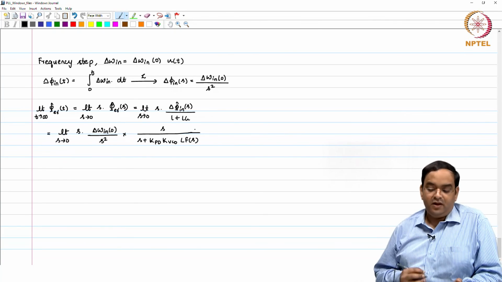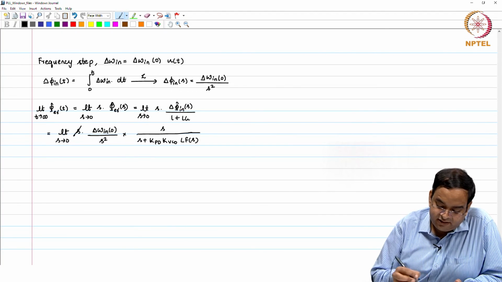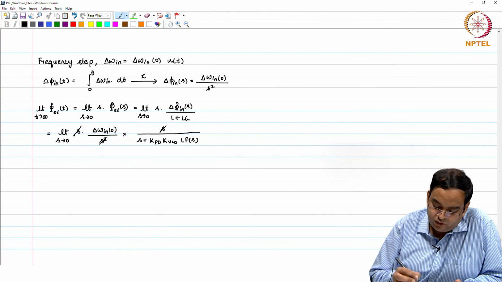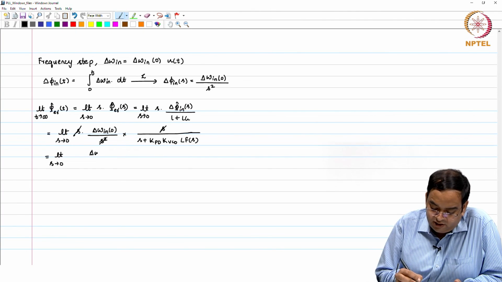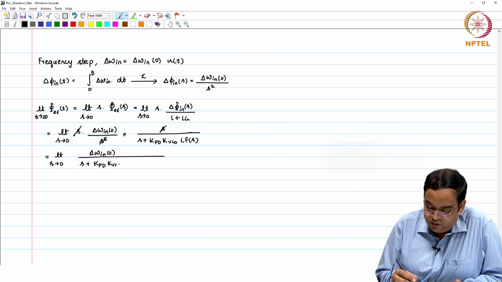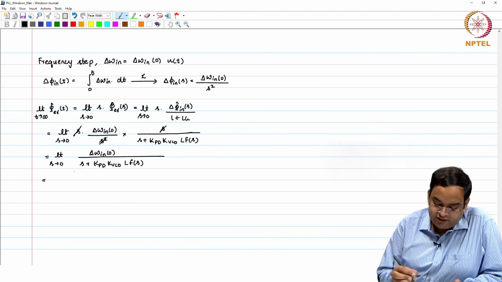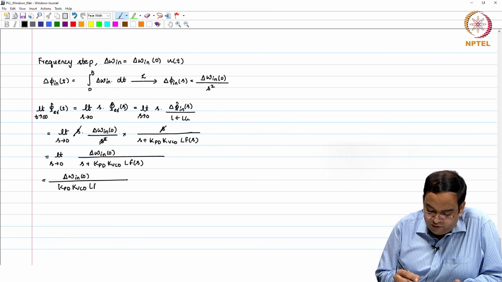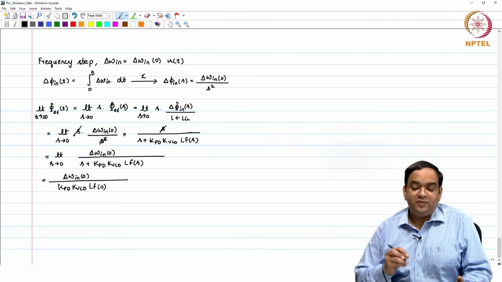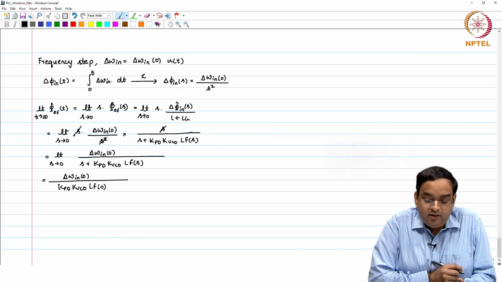Okay. Now, as you see, I can cancel the s in both of these, and what I have here is, as s tends to 0, delta omega n 0 divided by s plus kpd kvco times loop filter of s, which in turn is going to give me delta omega n 0 divided by kpd times kvco into loop filter of 0. This is my steady state error in the PLL.